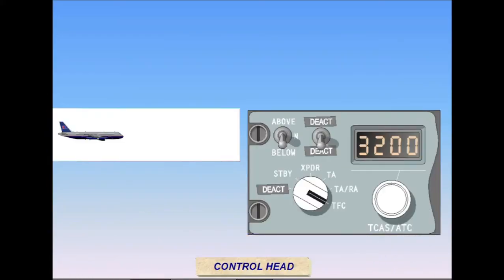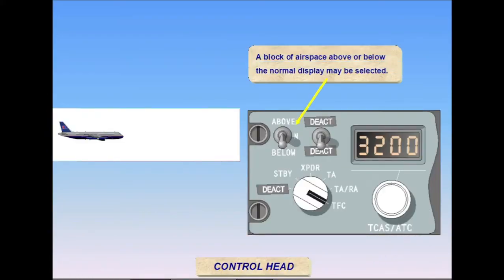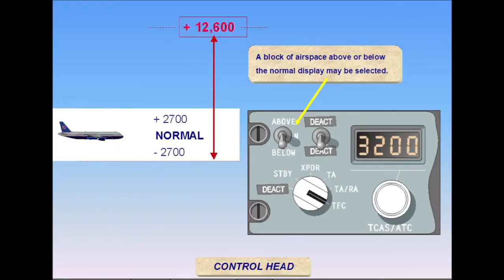The crew may select an altitude block above or below the normal altitude to be shown on the nav display. When in normal mode, the display coverage is 2,700 feet above and below your own altitude. When above or below is selected, the coverage includes an additional 9,900 feet for a total vertical coverage of 12,600 feet in the direction selected.